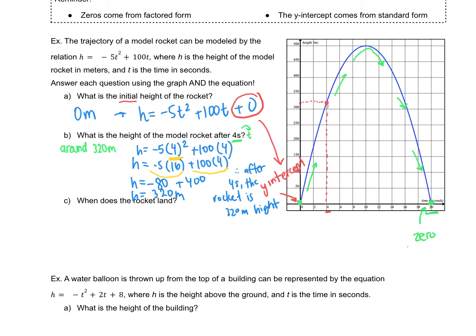And we know that zeros come from factored form. So we have to factor. So if I look at my equation, h equals negative 5t squared plus 100t, we know that our first question for factoring should always be about a greatest common factor. And looking at these two terms, they both have a t in common. The first term is negative, so I know I have to take out a negative, and they're also both divisible by 5. So negative 5t is your greatest common factor. So that's what I'm dividing out.